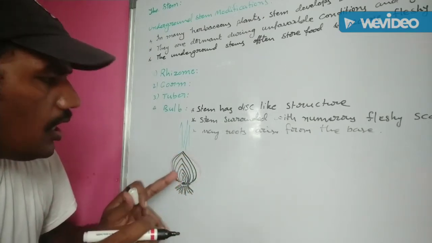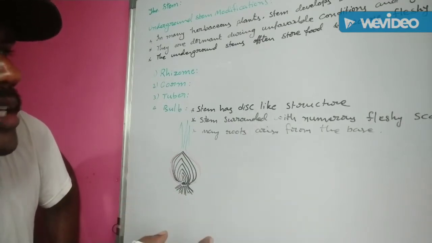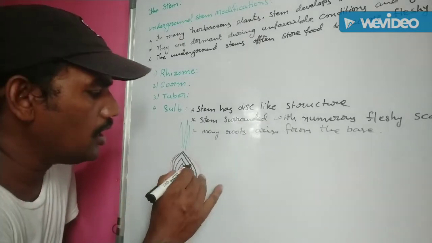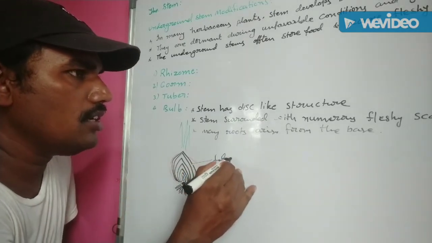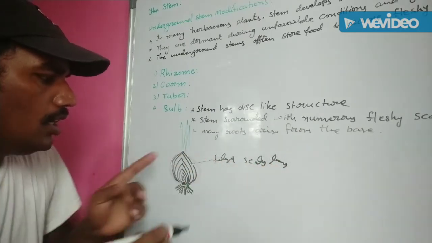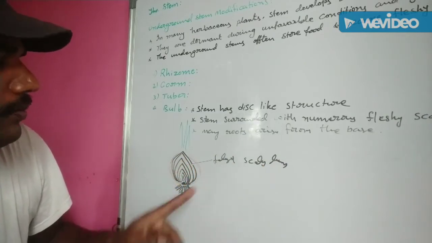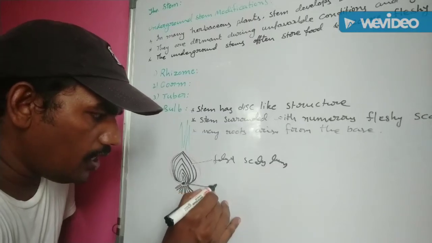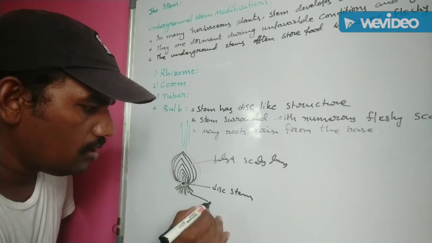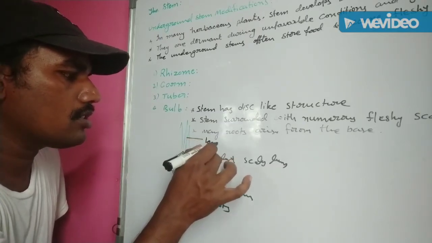Okay, many scaly leaves surround the stem, with numerous fleshy scales. These are the fleshy scaly leaves. These are actual leaves. Understand? Next one. This one is the disc stem. These are roots. These are green leaves.